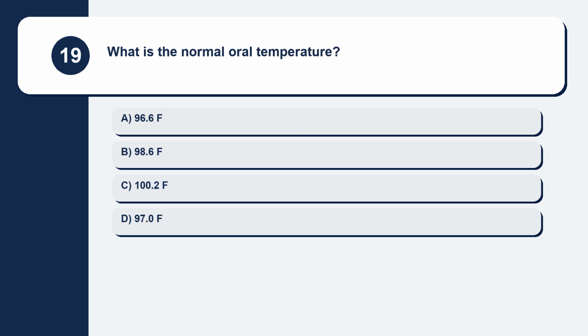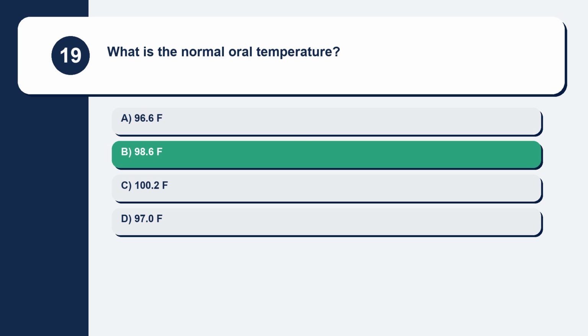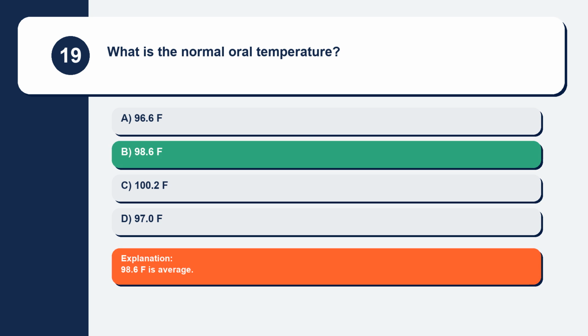Question 19. What is the normal oral temperature? 96.6 F, 98.6 F, 100.2 F, 97.0 F. 98.6 F is average.